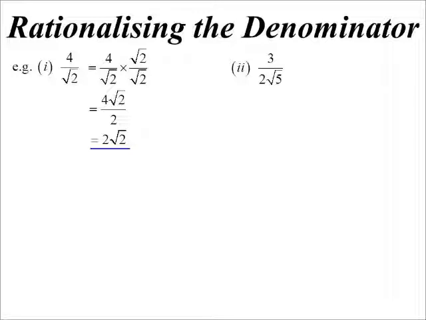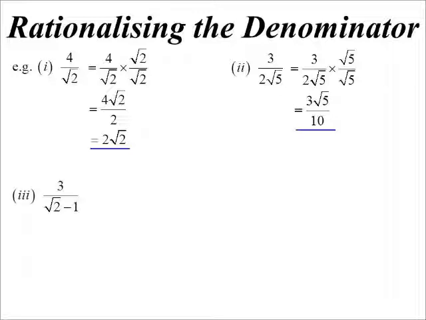So something like that, you don't have to multiply by 2 root 5, of course, you only have to multiply by the surd. So we only have to multiply by the root 5. And we get 3 root 5 on 10. Of course, had you multiplied by 2 root 5, you're still going to get the right answer, but it means you're going to have to do some simplification to your answer.